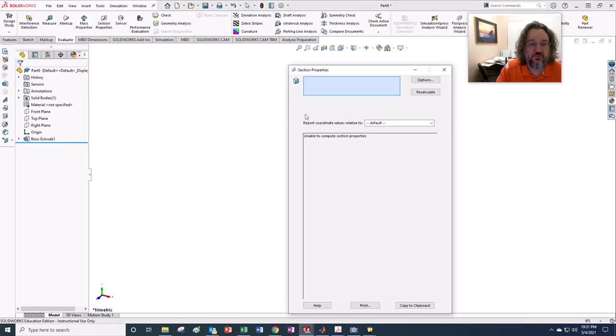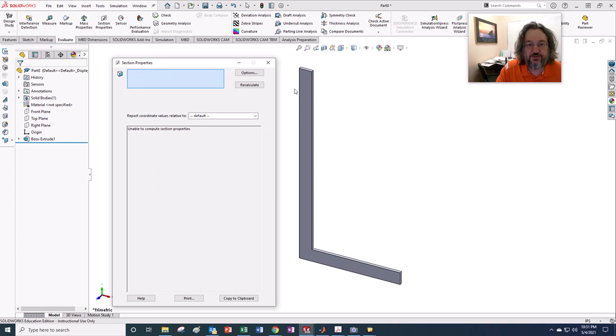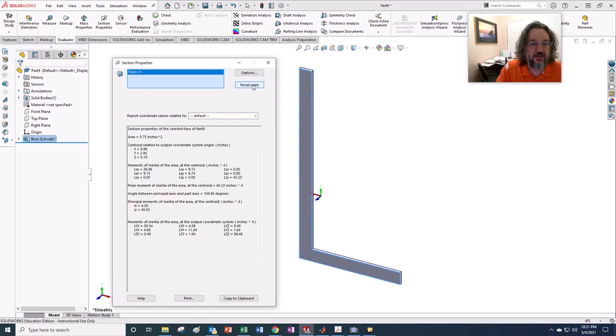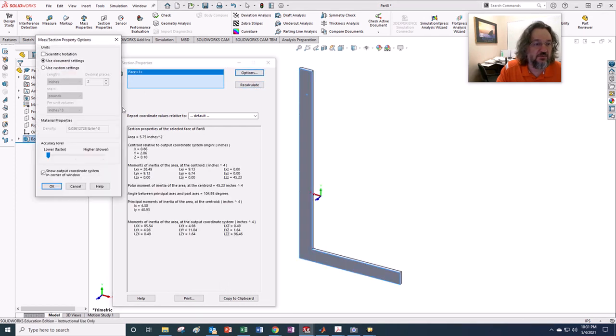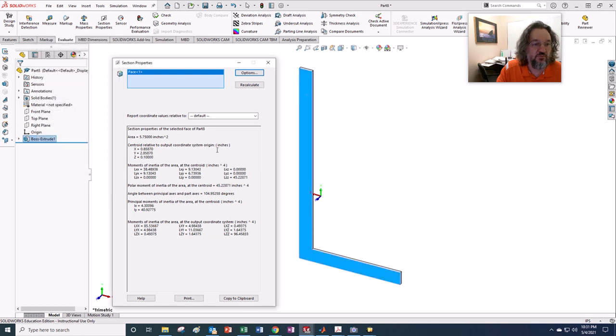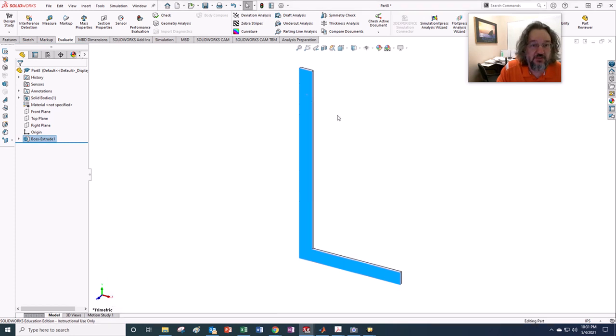Evaluate, section properties. Somebody else is asking a question, I bet. Recalculate. Let's ramp up our decimal places here. Check it out. Boom. And 2.859 sounds right. And 38.489. Yeah, we got it. So what happens here is the fillet.